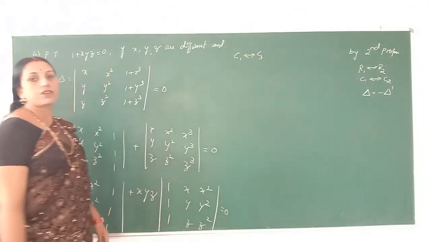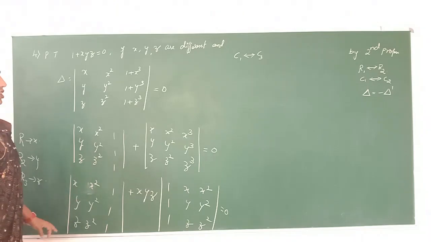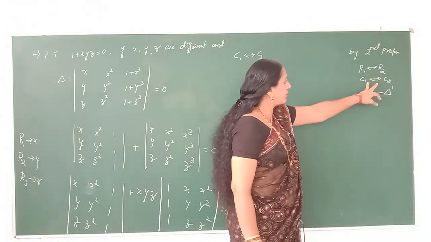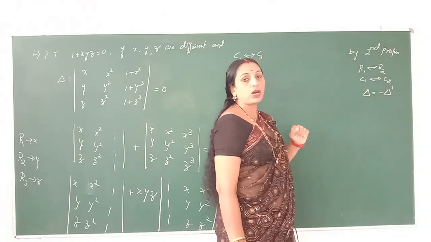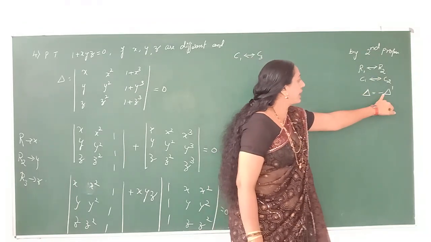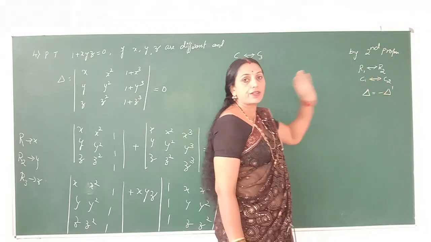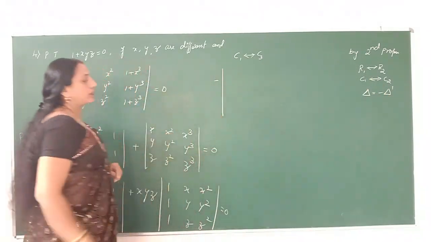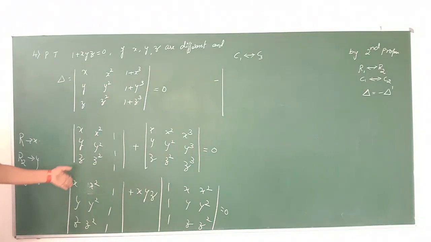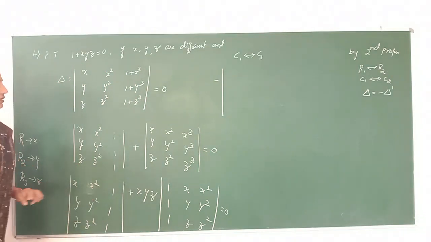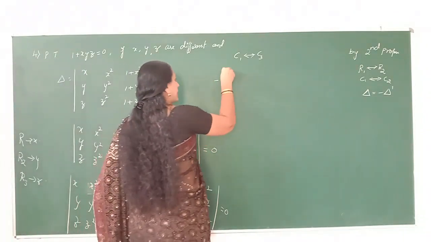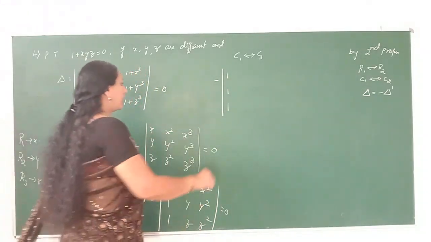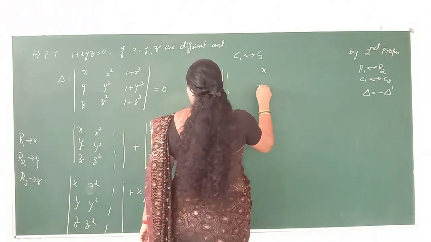Elements of C1 and C3 are interchanged by using the second property. So if all the elements of any two rows or any two columns are interchanged, then the value of the determinant changes its sign. Therefore we put a negative sign in the first determinant. The elements of the first and third columns will be interchanged: elements of the third column go into the first column, and the first column goes into the third column.